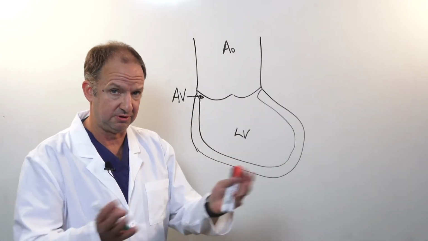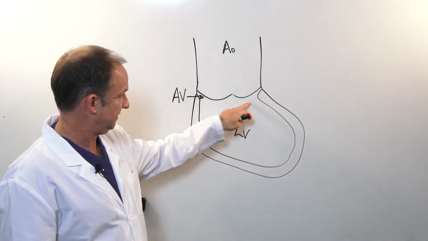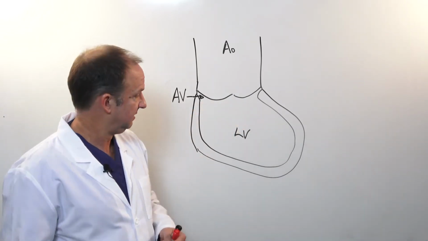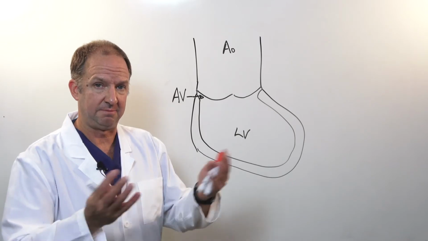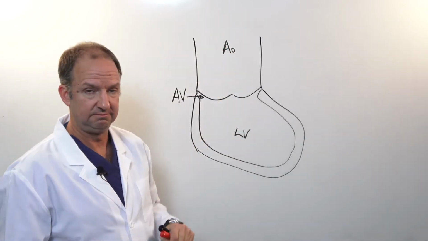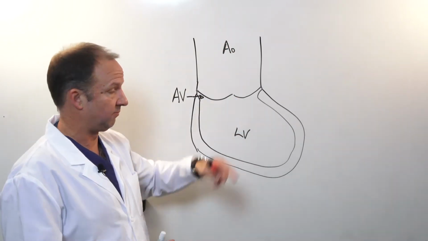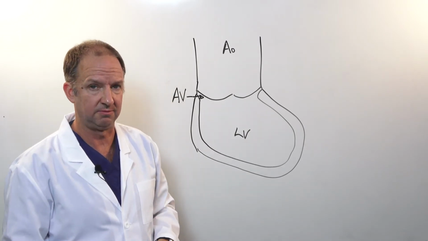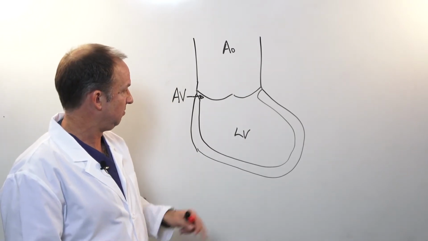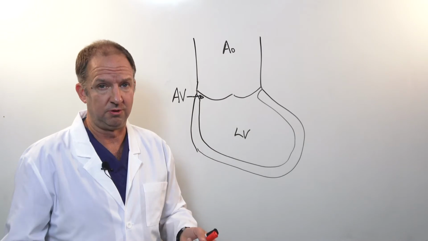So as a point of review, I've drawn this heart that has the left ventricle, which is the chamber that pushes blood out of the heart. The aortic valve, which happens to be the door through which blood has to pass on its way out of the heart to the aorta, which distributes the oxygenated blood to the rest of the body. So this is what I would call a normal aortic valve.